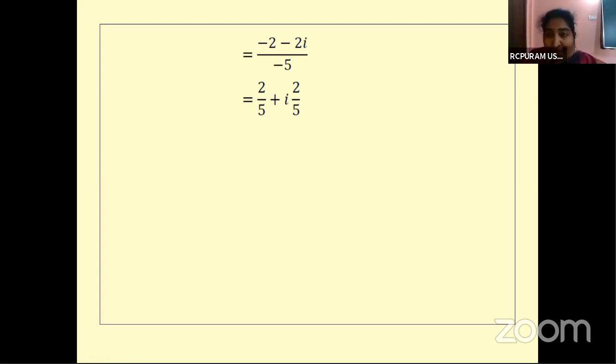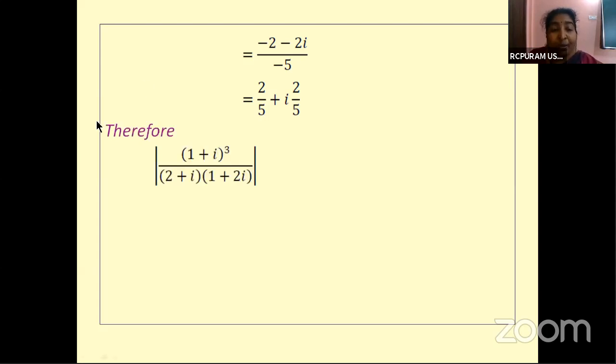What is this actually? We have simplified the given problem till now, isn't it? Now, the next step is finding the modulus of the complex number. So, modulus of (1 plus i) whole cube by (2 plus i) into (1 plus 2i) is nothing but modulus of 2 by 5 plus i into 2 by 5. As we have seen, the formula for calculation of modulus is root of a square plus b square, that is, the coefficients a and b. In a plus ib, you are taking a square and b square. Here your a is 2 by 5 and b is 2 by 5.